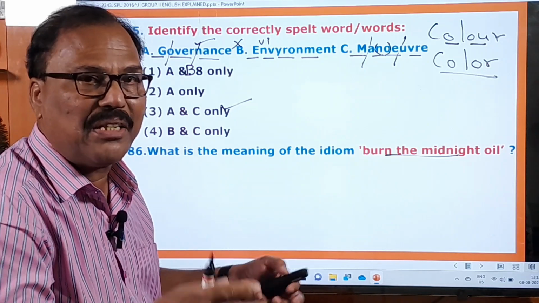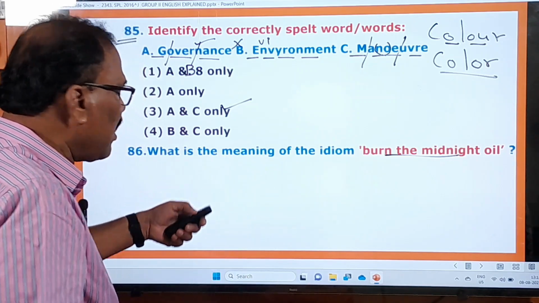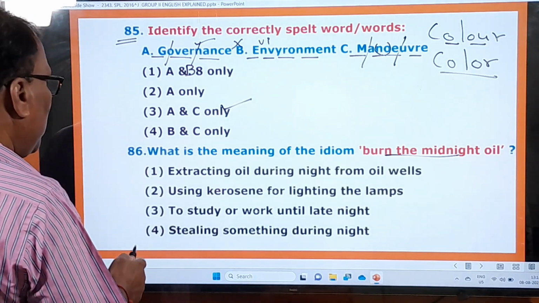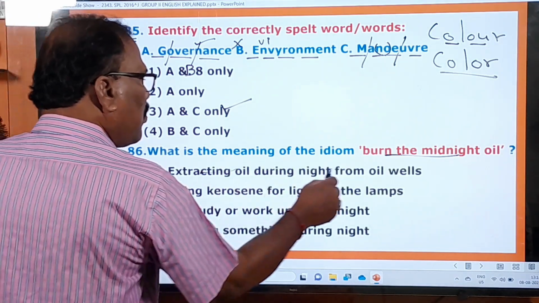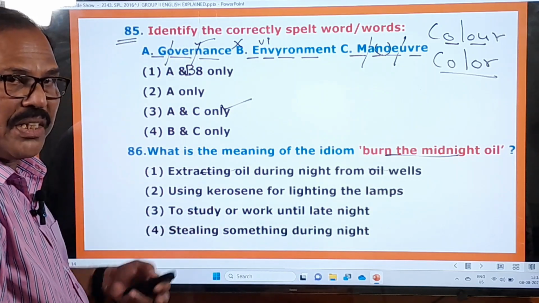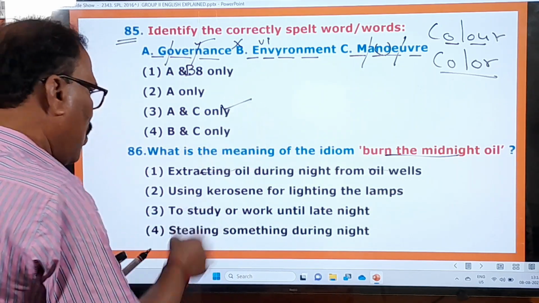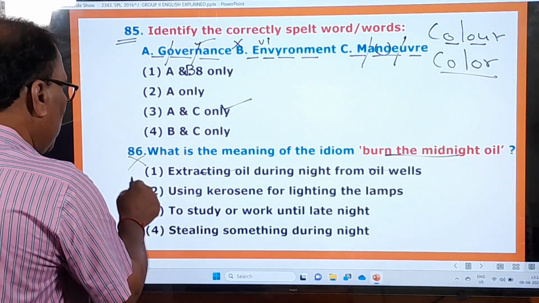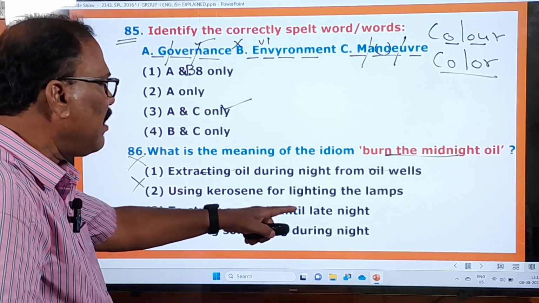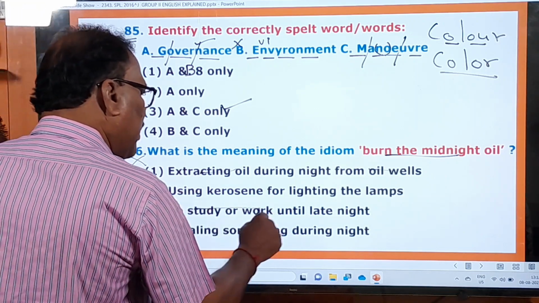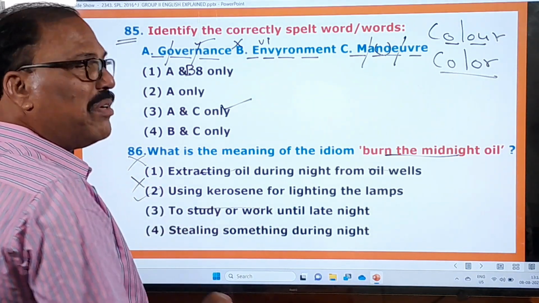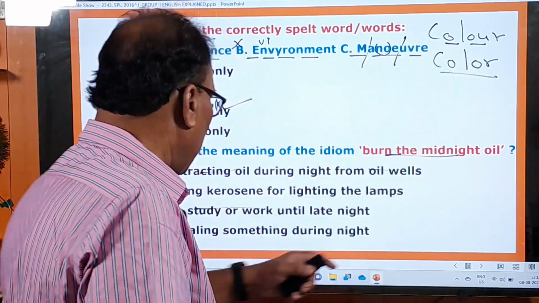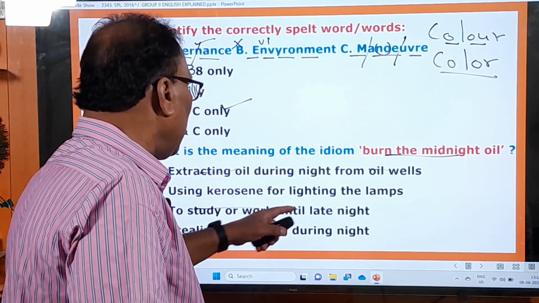Not literally burning the midnight oil. But what does this mean? So here options are given. You choose the right one from these four options. Number 1, extracting oil during the night from oil wells. Is it extracting oil from oil wells? No, this is wrong. And using kerosene for lighting the lamps? No, this is also wrong. To study or work until late night? This is correct. Burn the midnight oil means to study or work till late midnight, until late night.